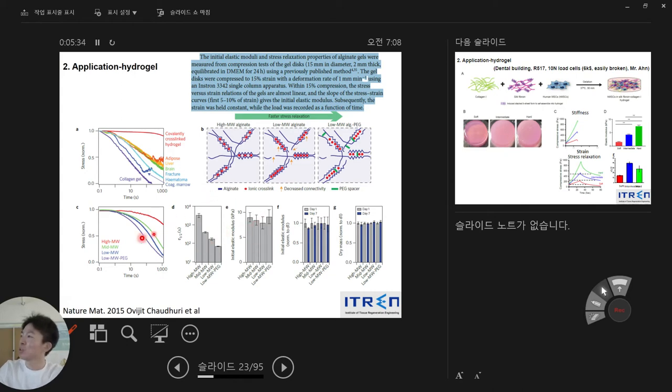When you measure this stress relaxation, as you remember, we can use a gel disc, 15 millimeter diameter and 2 millimeter thickness, with an Instron. Within 50% compression, the thickness is compressed and then maintained. During the maintenance, they measure the stress and check it over time. Some gels are not stress relaxing like this, but some gels are stress relaxing like biomimetic tissue.